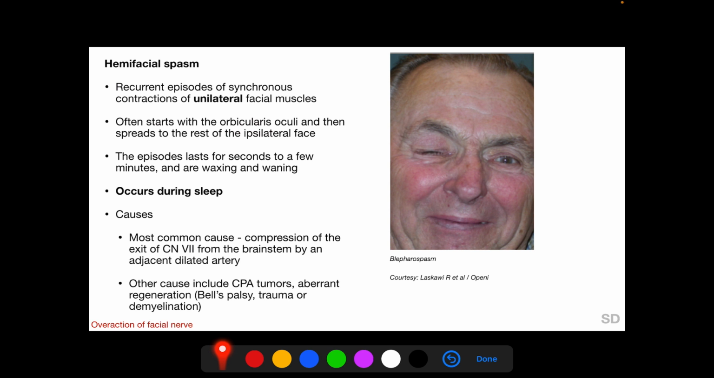The episodes last for seconds to a few minutes, and the episodes are waxing and waning in intensity. In contrast to benign essential blepharospasm, which disappears during sleep, hemifacial spasm occurs during sleep, and the most common cause of hemifacial spasm is said to be compression of the exit of cranial nerve 7 from the brainstem by an adjacent dilated artery. Other causes of hemifacial spasm can be cerebellopontine angle tumors and aberrant regeneration of the facial nerve after Bell's palsy, trauma or demyelination.